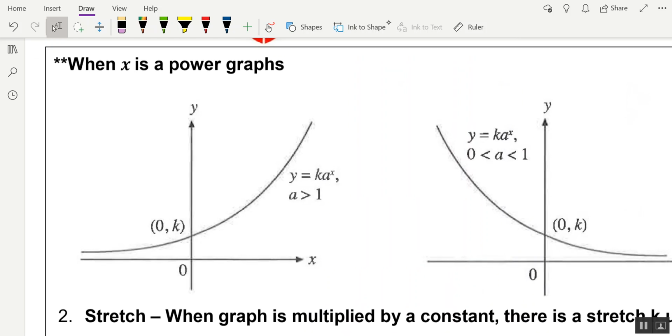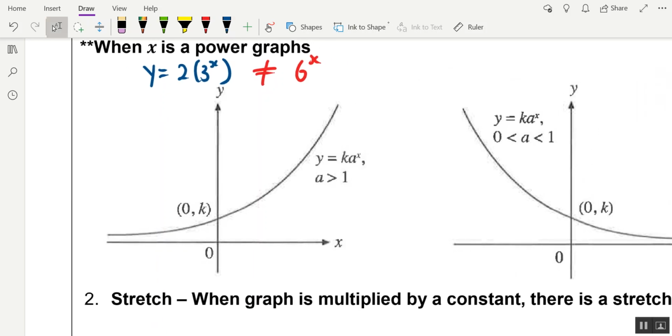If you have x as a power, this will be called an aeroplane taking off. So for example, this is like y equals 2 bracket 3 to the power of x. Please remember, you cannot ever say this is equal to 6. You cannot multiply the 2 into the 3 when the powers are not the same. You cannot. Okay, and if you have a graph like this, it is always an aeroplane taking off, and then this number here would be 2. The 2 comes from here.